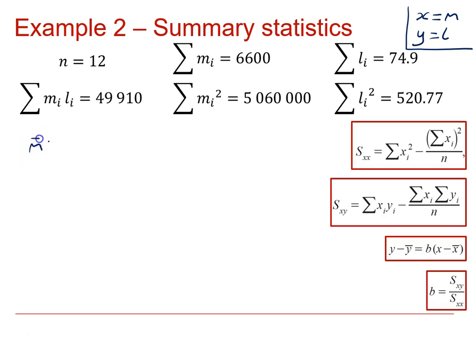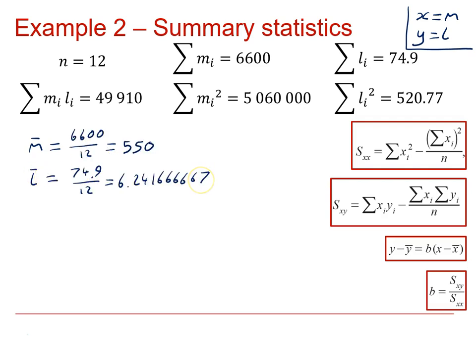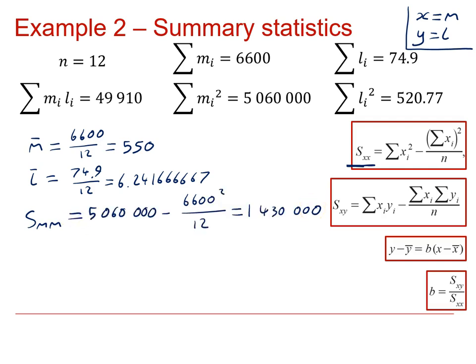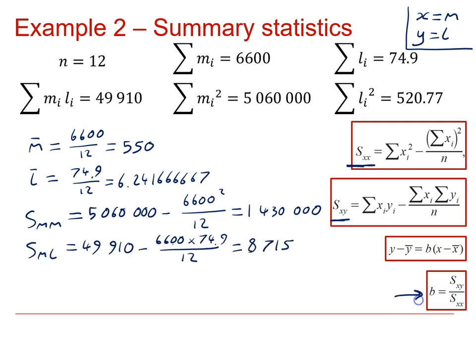So we first find m bar and L bar. I'd recommend you keep as much accuracy as you can to avoid rounding errors, and use your calculator memories wherever you can. Next we want to use Sxx to find Smm, plug the numbers in, and use Sxy to find Sml, then plug in to find B.